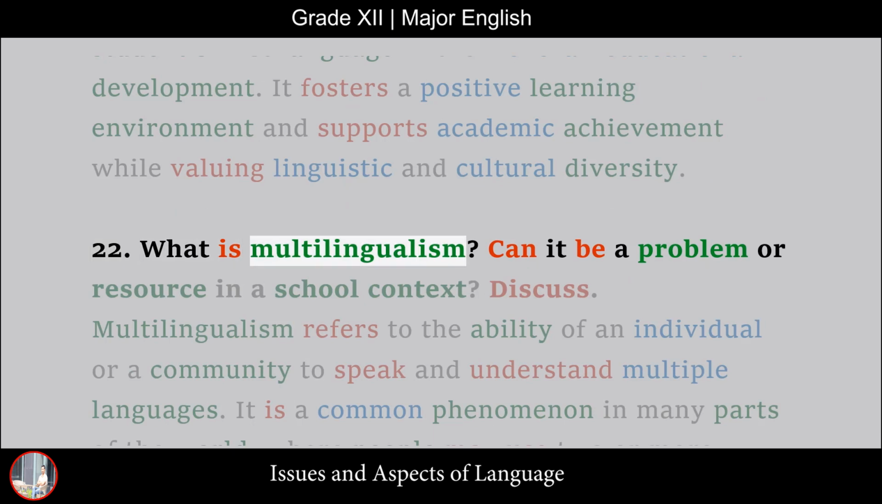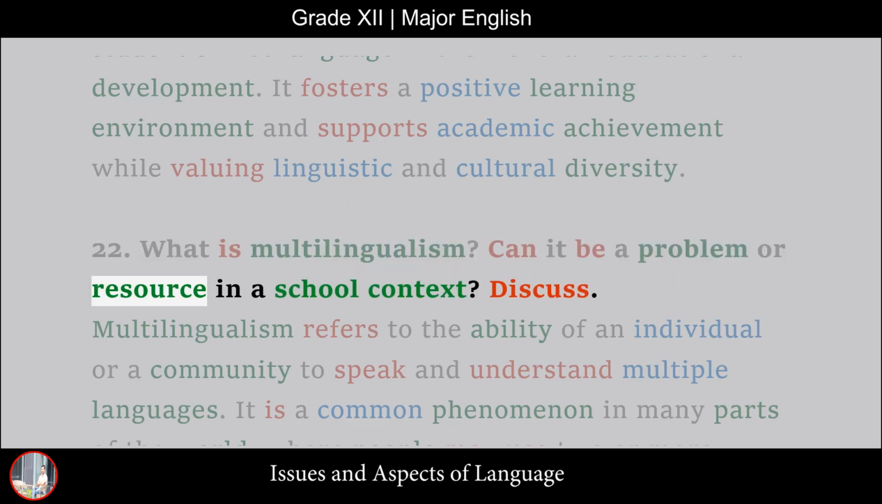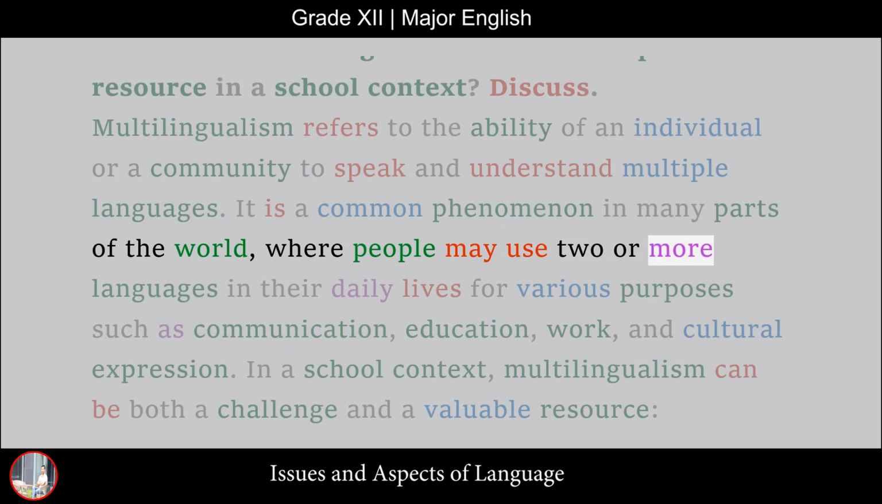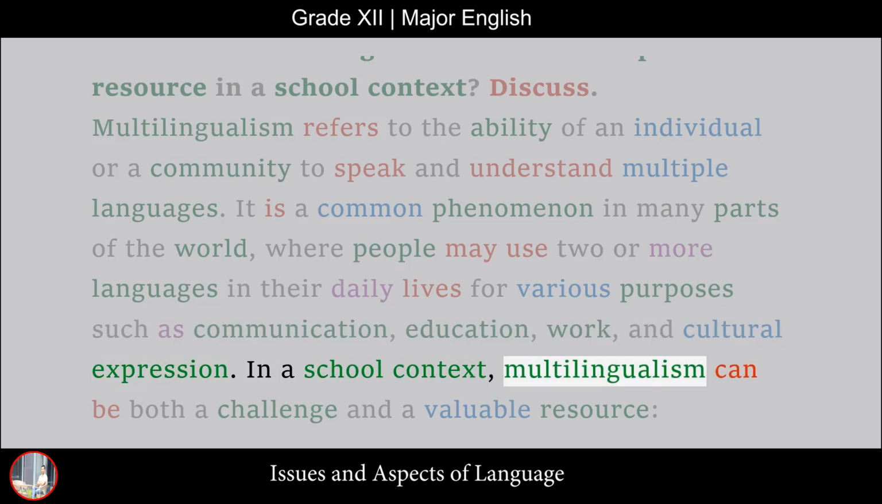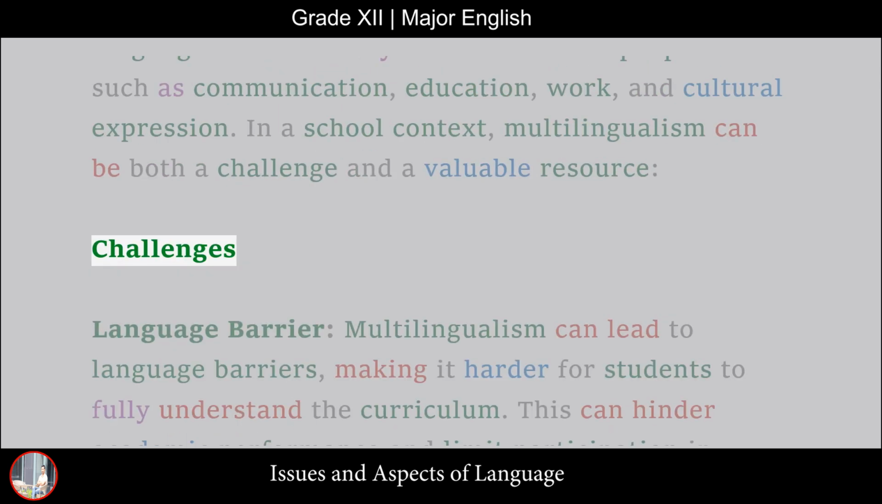22. What is multilingualism? Can it be a problem or resource in a school context? Discuss. Multilingualism refers to the ability of an individual or a community to speak and understand multiple languages. It is a common phenomenon in many parts of the world, where people may use two or more languages in their daily lives for various purposes such as communication, education, work, and cultural expression. In a school context, multilingualism can be both a challenge and a valuable resource.